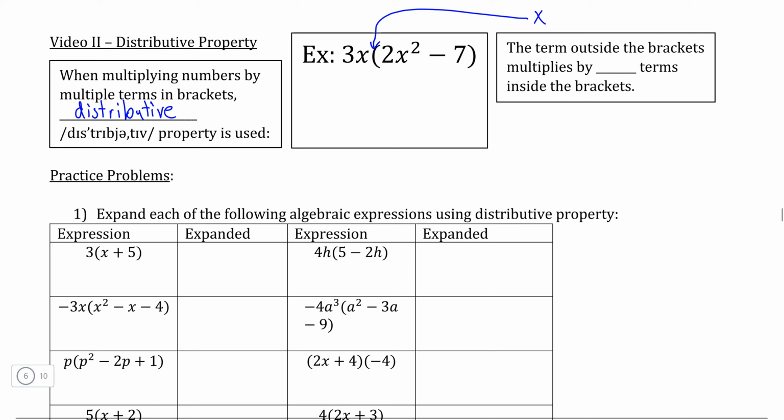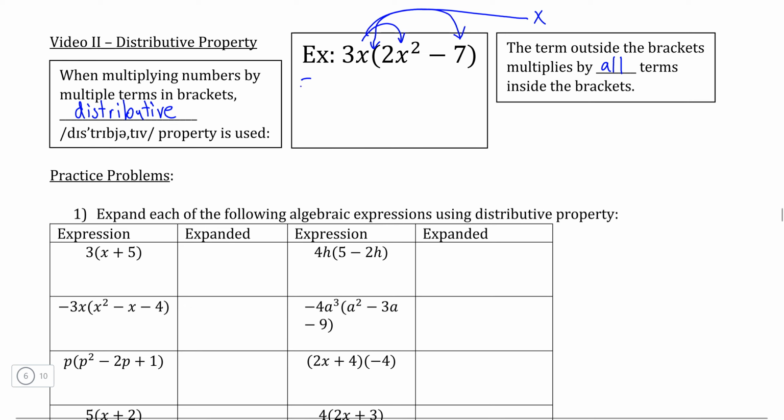The question is, are we doing 3x times 2x squared, or are we doing 3x times negative 7? Well, the answer is we are actually doing both. So distributive property states that the term outside of the brackets is multiplied by all terms that exist inside the brackets. In other words, we are distributing 3x, the term outside the brackets, to every term inside of the brackets.